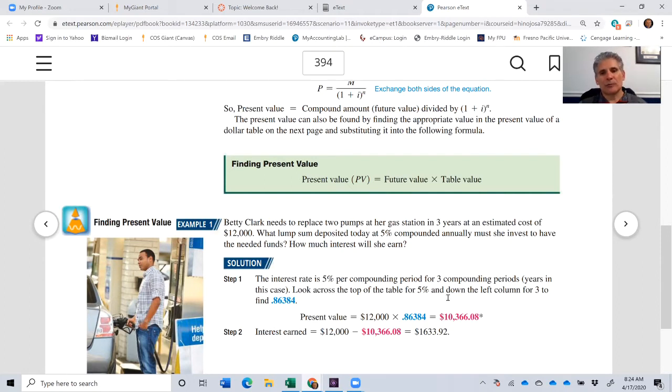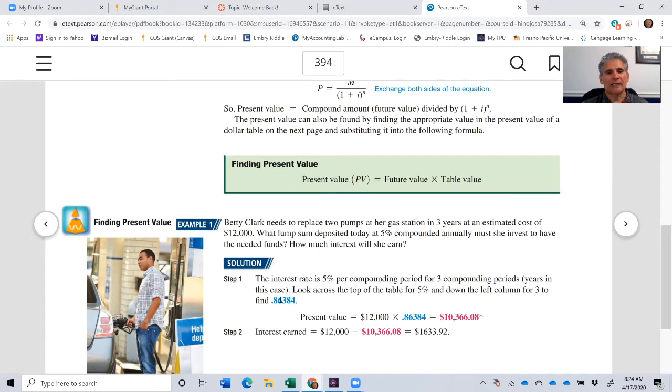Betty Clark needs to replace 2 pumps at her gas station in 3 years at an estimated cost of $12,000. What lump sum deposited today at 5% compounded annually must she invest to have the needed funds? How much interest will she earn? So the first question is, what does she need today? Well, that's kind of like the principal. What does she need to deposit today into an investment at 5%? And it looks like it's going to be in 3 years. So we know what she really wants, the $12,000, that's the maturity value.